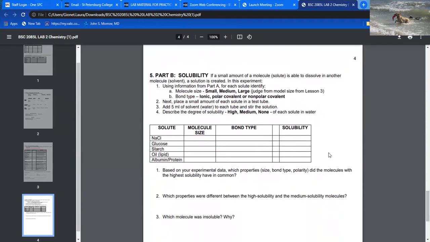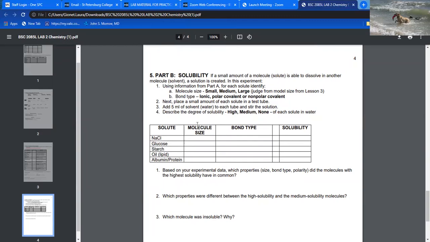Okay, then we go to solubility, and here we're using water as our solvent. You have solutes and solvents. The solvent is the medium you're going to put the solute in. And generally, the solvent is something liquidy. In this case, it's going to be water, polar covalently bonded. And the solute is the substance you're going to put in there and try to get it to be suspended throughout your solvent.